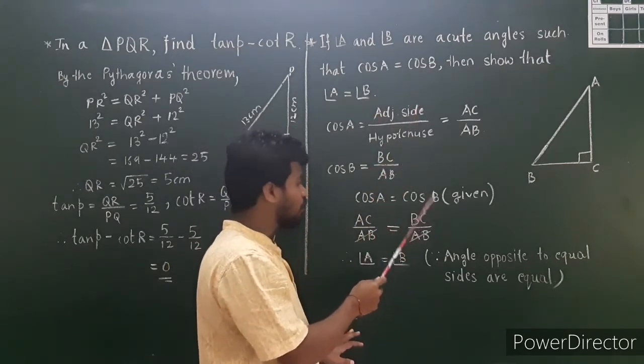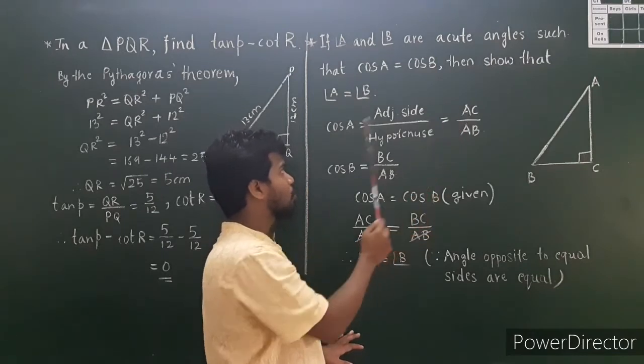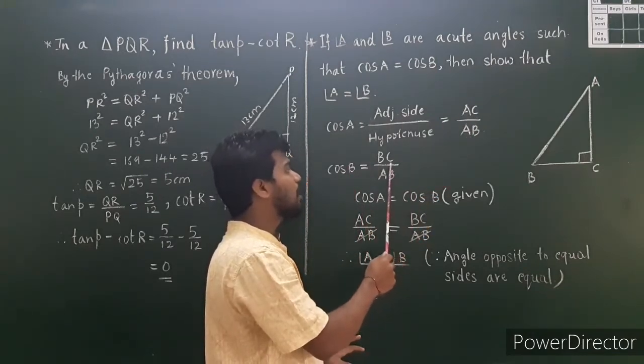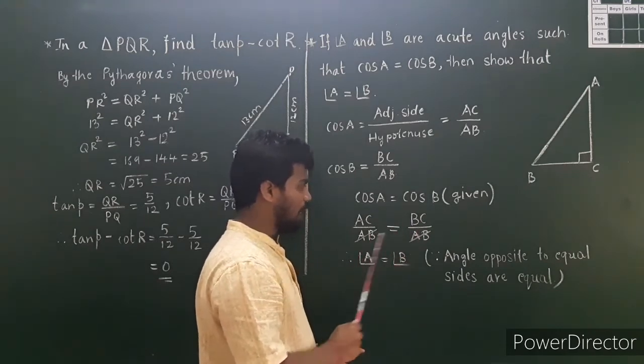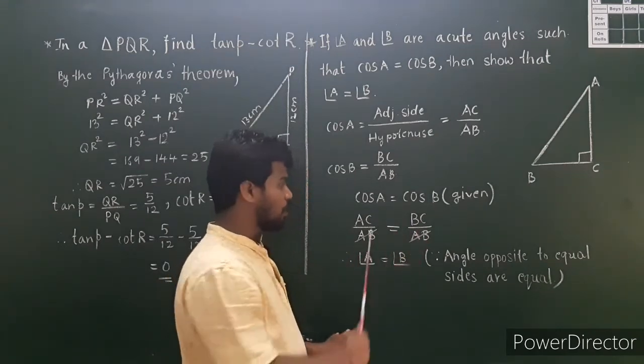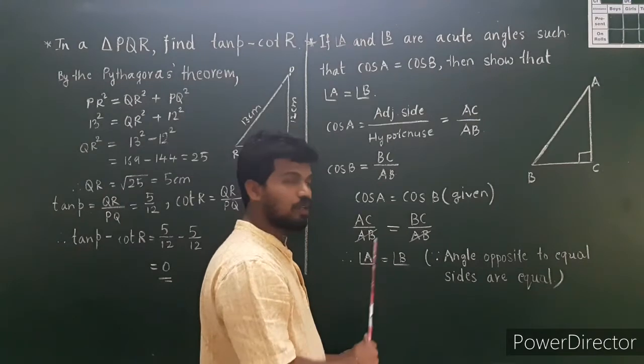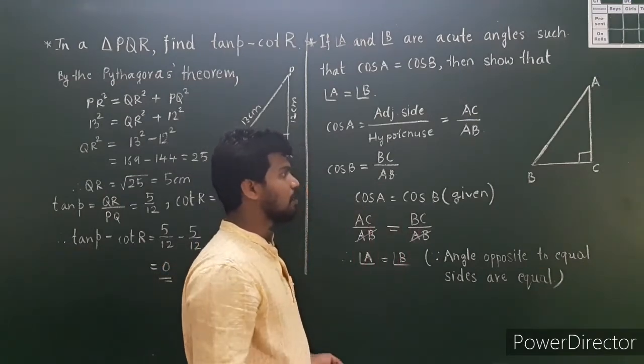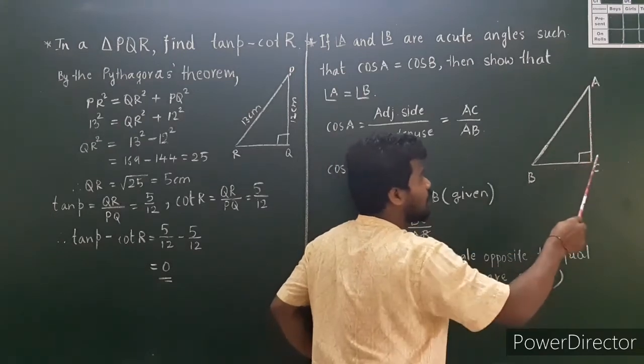So next they given cos A is equal to cos B. You take that one and substitute the values. Cos A we have AC by AB, and cos B, BC by AB. So AB gets cancelled. Using cross multiplication, you get AC equal to BC.